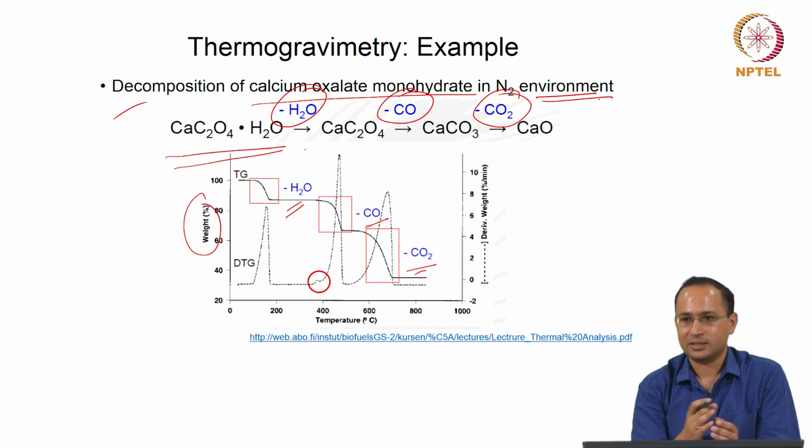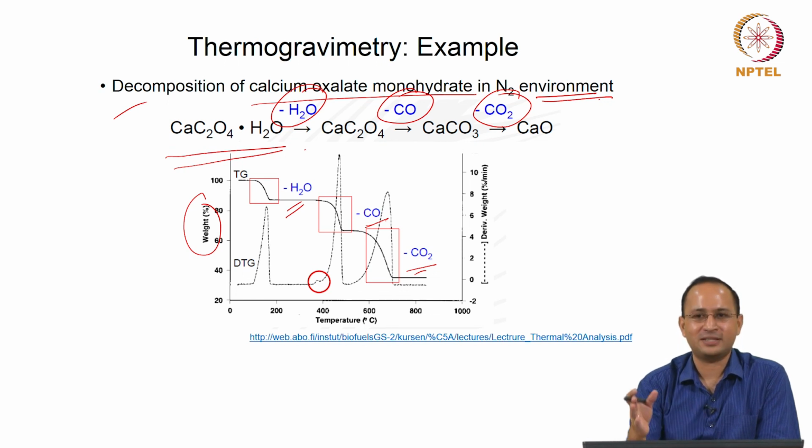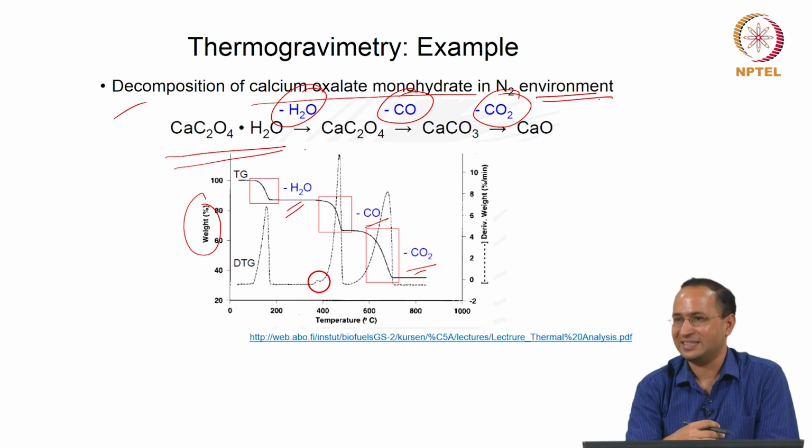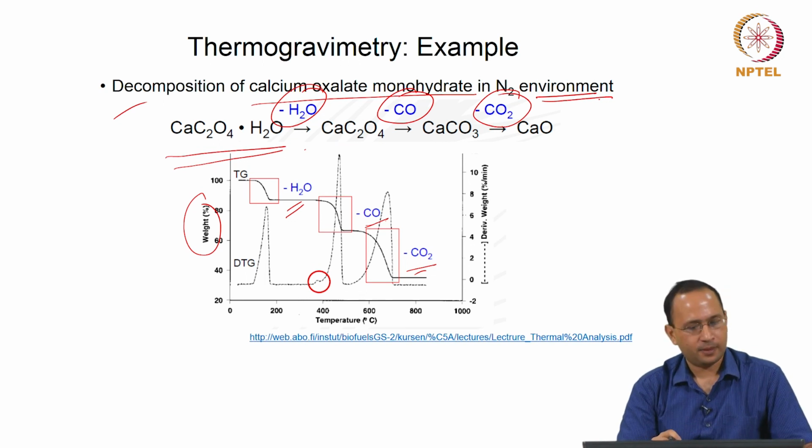Depending on the reactions, when they occur, you will be able to capture them, as long as there is a mass change. If there is no mass change, you will not be able to use this technique. If you have a phase transition where there is no mass change, then TGA, thermogravimetry, will not be useful, and you will have to use DTA or DSC.